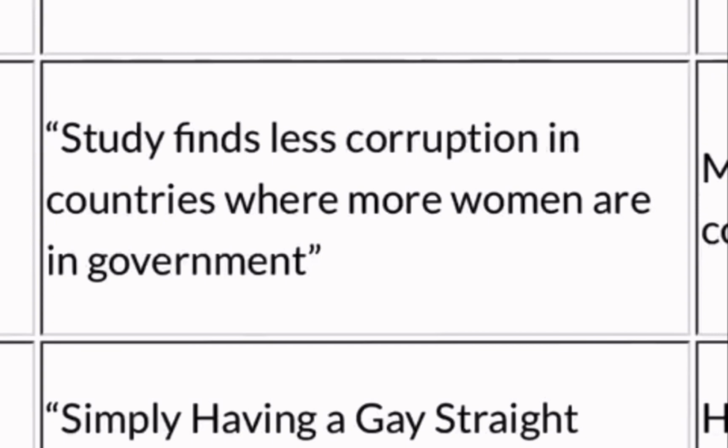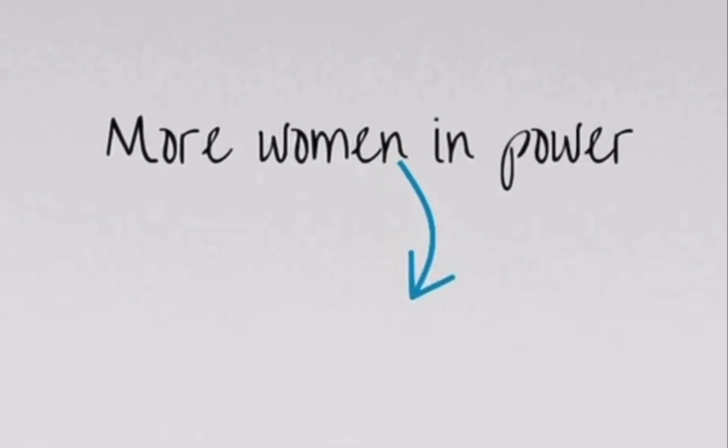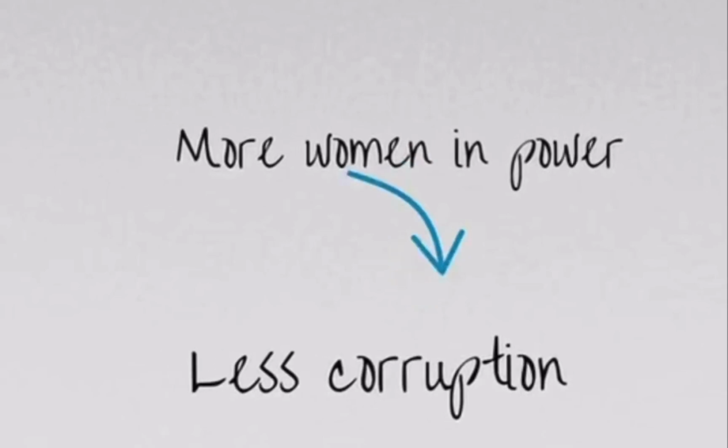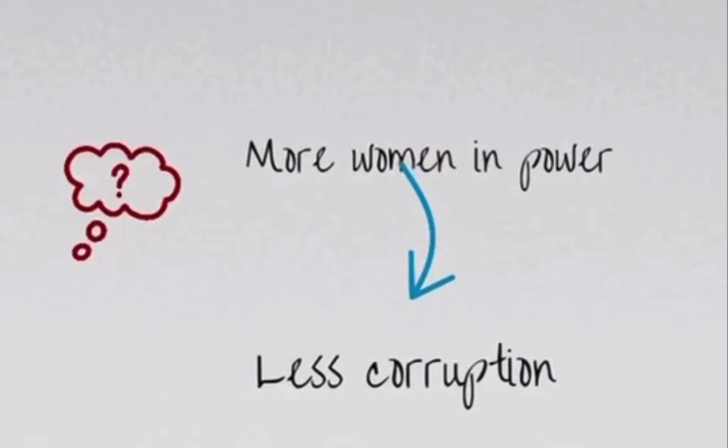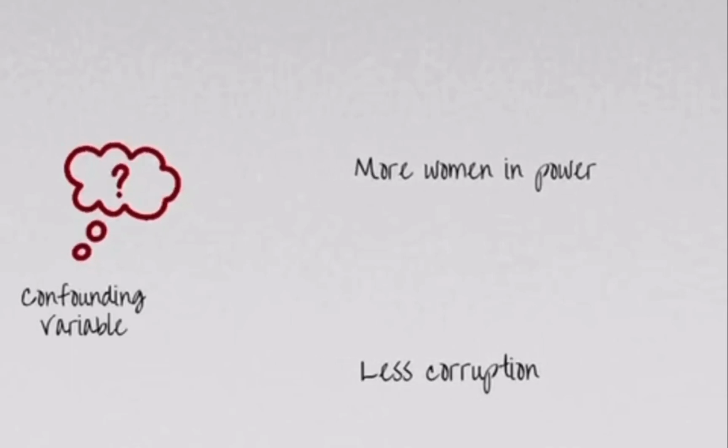Study finds less corruption in countries where women are in government. So in this scenario, we have more women leading to less corruption. What could be the confounding variable? You would take a variable that leads to both more women being in power and also leads to less corruption.